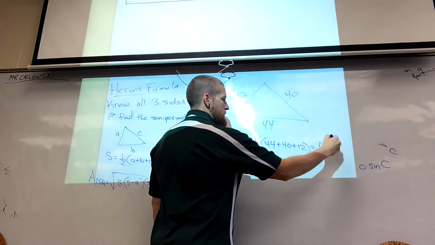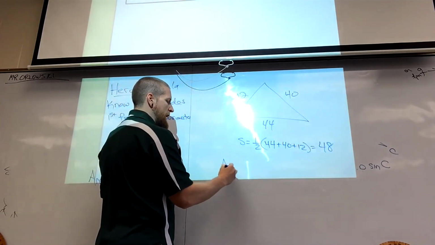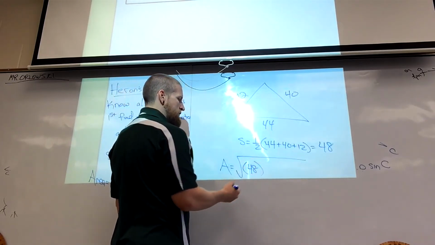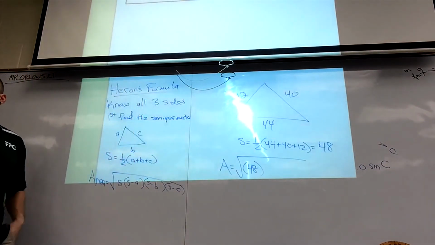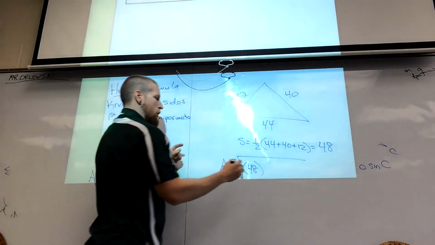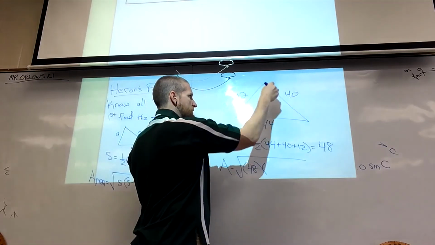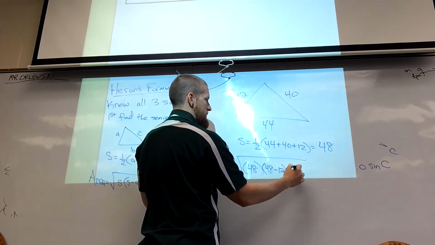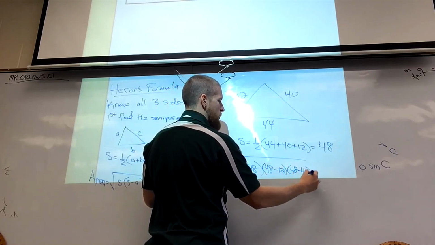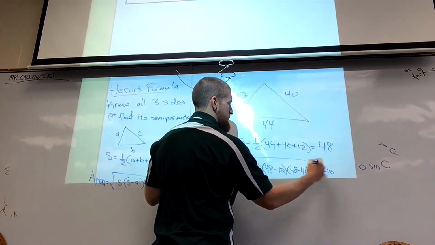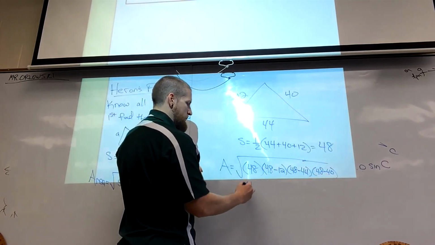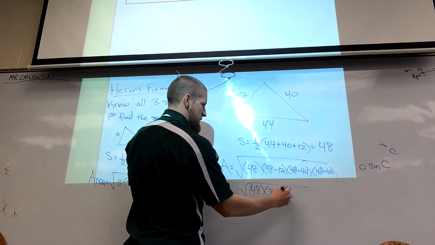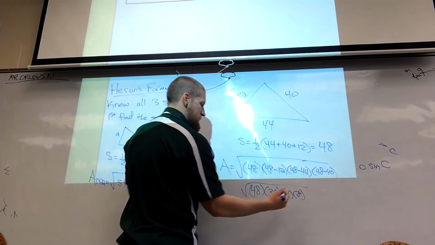Which says 48. Okay. All right, and then for your area, the big square root is going to be 48. That would be the S. Then again, separately, you go around the sides and subtract each number from it. So like 48 minus 12, 48 minus 44, 48 minus 40. So this is like 48 times 36 times 4 times 8.